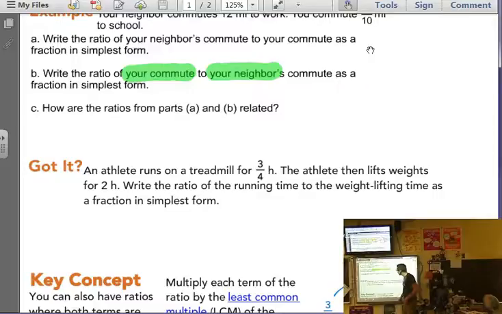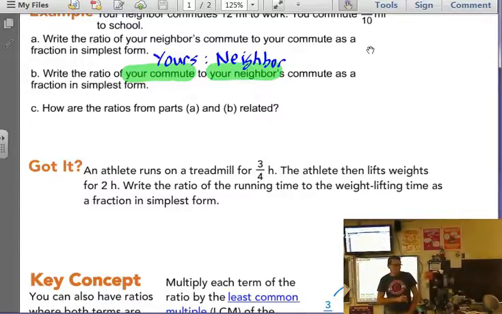Okay. So this will be yours compared to... Oh, I get it now. Any questions? Oh, does it just literally flip?